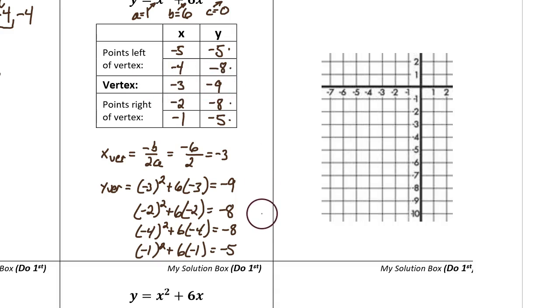In the next question, we're asked to graph this. So let's just find those points. Negative 5 comma negative 5 is here. Negative 4 comma negative 8 is here. Negative 3, negative 9 is here. Negative 2, negative 8. And negative 1 comma negative 5. Now draw in the U shape.